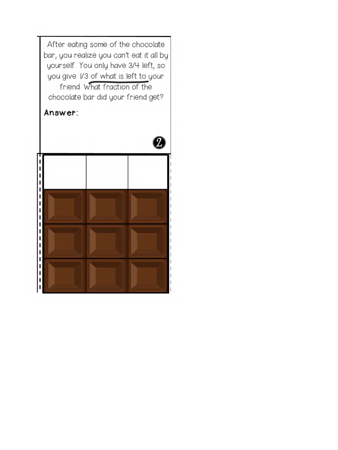So here we're going to say that 3/4 of the chocolate bar is what is left. So this portion is gone. You've already eaten that. And you're going to give 1/3 of that 3/4 that's remaining to your friend. So this word "of" kind of signals to me that I'm taking a piece of a fraction. So I need to multiply.